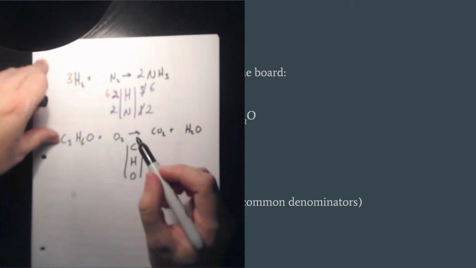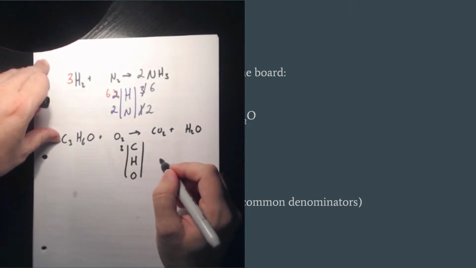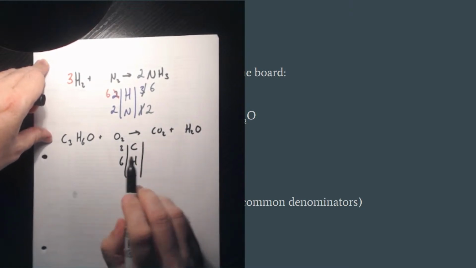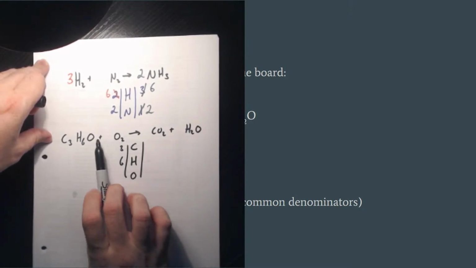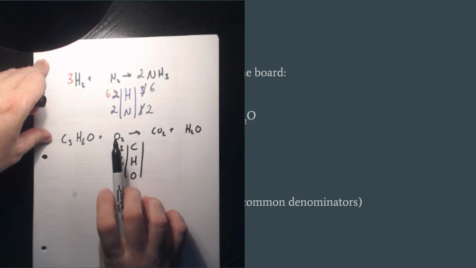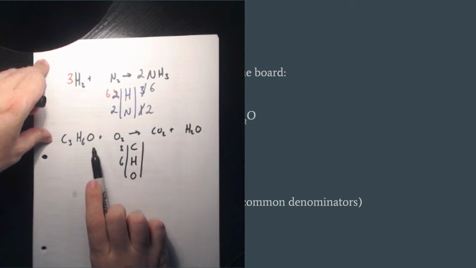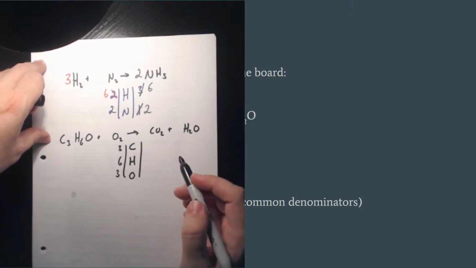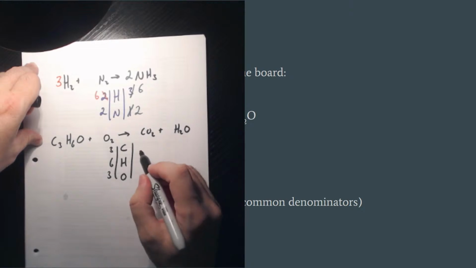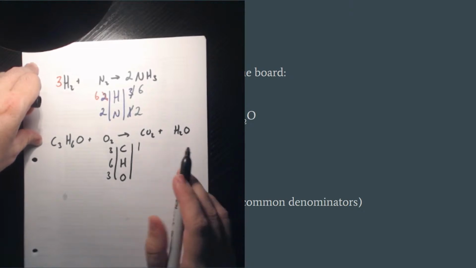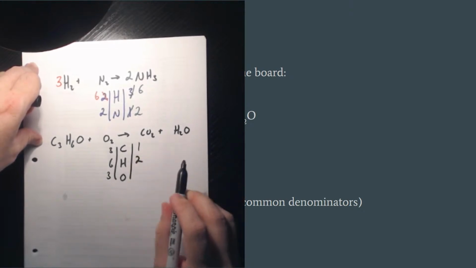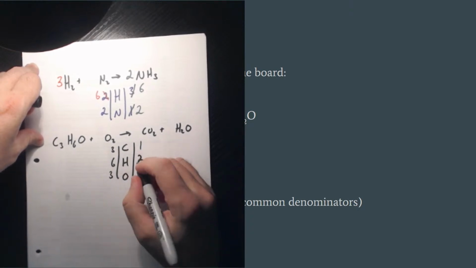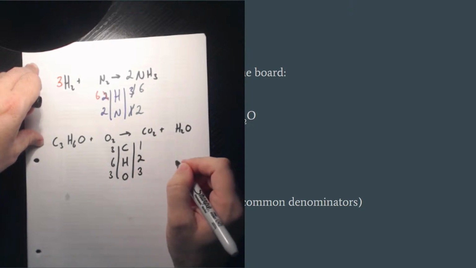We have 3 atoms of carbon on the left. We have 6 atoms of hydrogen. Now be careful. We have oxygen in 2 separate molecules here. So 1 atom of oxygen from this one, 2 atoms of oxygen from this one means we have a total of 3. And on the right, we have 1 atom of carbon. We have 2 atoms of hydrogen. And once again, we have 2 atoms of oxygen plus 1 atom of oxygen means 3 atoms of oxygen.